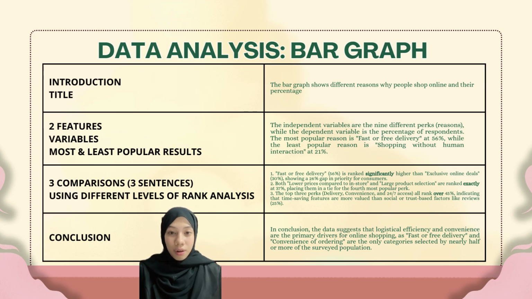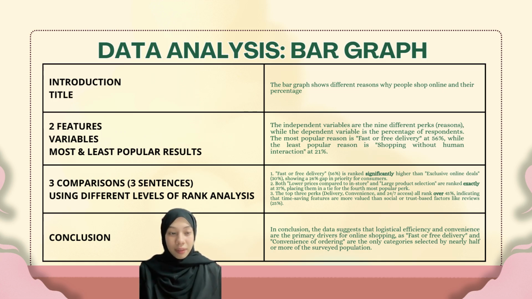Second, both lower price compared to in-store and large product selection are ranked exactly at 37%, placing them in a tie for the fourth most popular perk. Number 3 is the top 3 perks, delivery, convenience, and 24/7 access, are all ranked over 45%, indicating that time-saving features are more valued than social or trust-based factors like review, 35%.